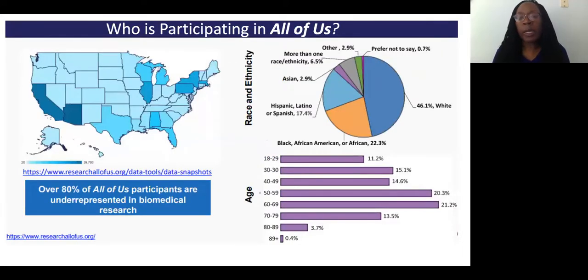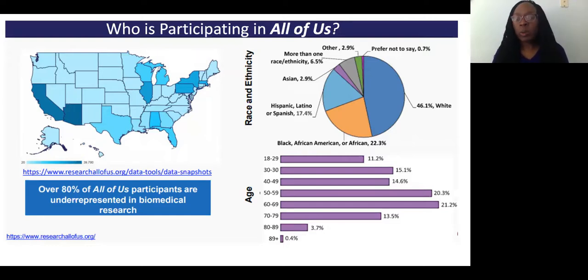So who is participating in All of Us? People from across the US. Over 80% of All of Us participants are underrepresented in biomedical research. And that's great because for this hypertension project, we included individuals from backgrounds that may not usually be engaged in research.